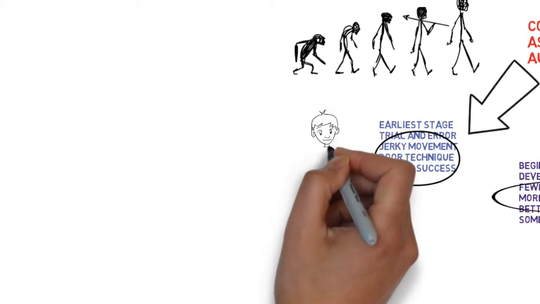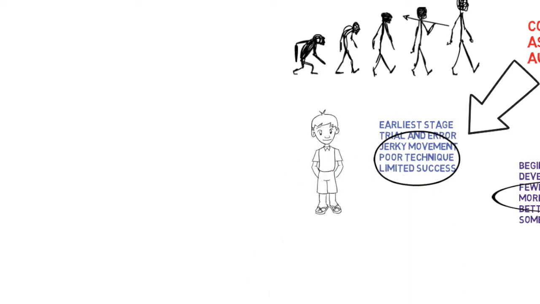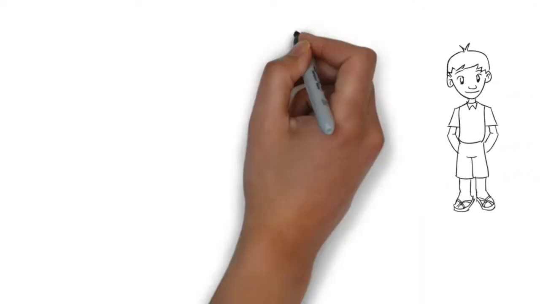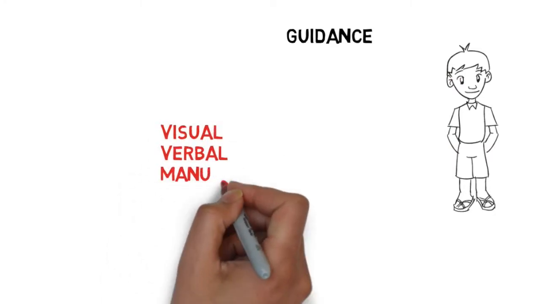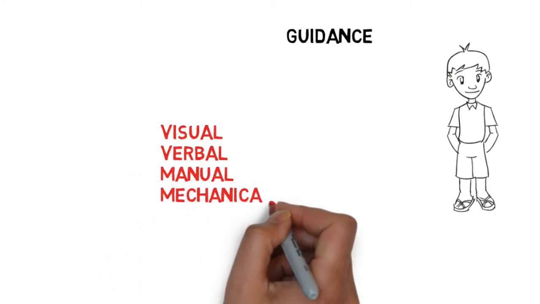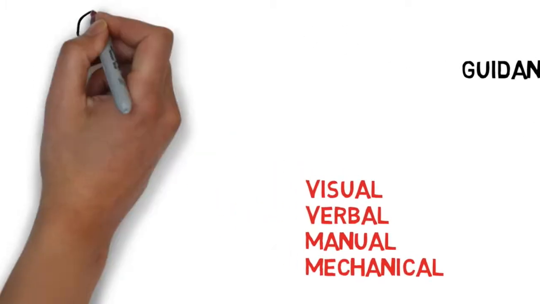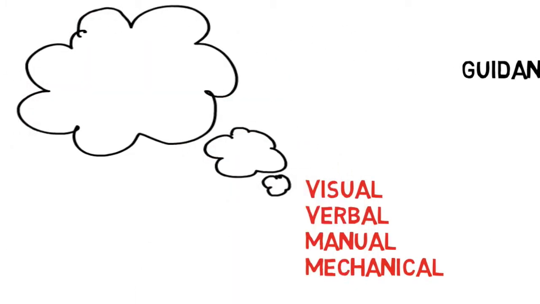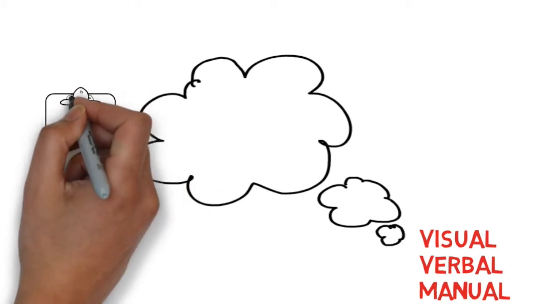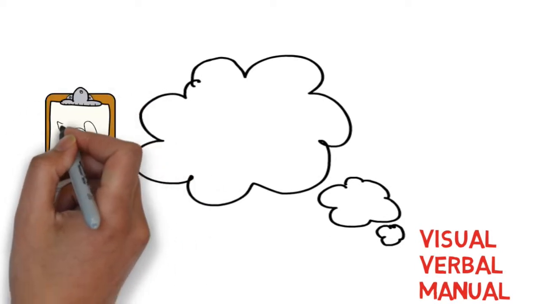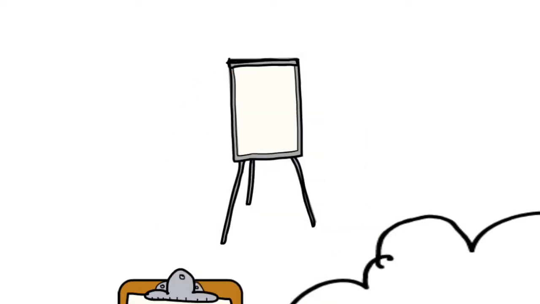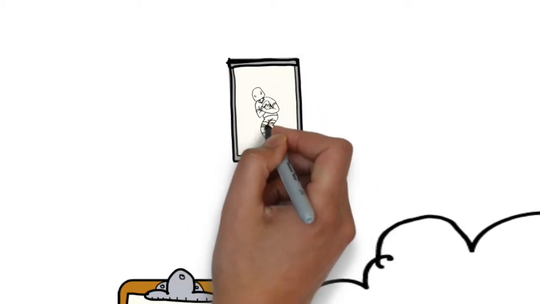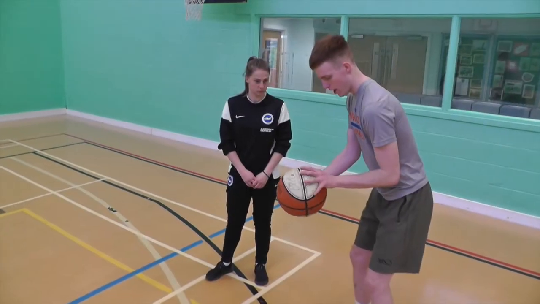Now we're going to have a look at the guidance that you could use for each one of those stages, and we'll look at the cognitive stage to start with. So the four types of guidance are visual, verbal, manual and mechanical. So we'll look at the visual first and foremost. So what we're talking about here is potentially drawing a diagram for somebody. It's about a poster of a movement skill, or the main one.